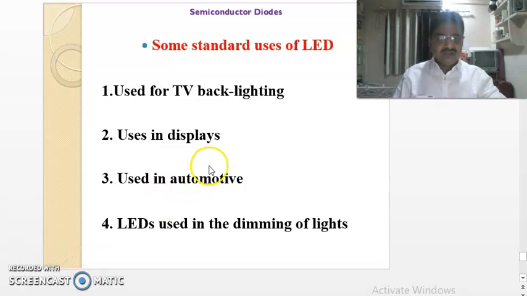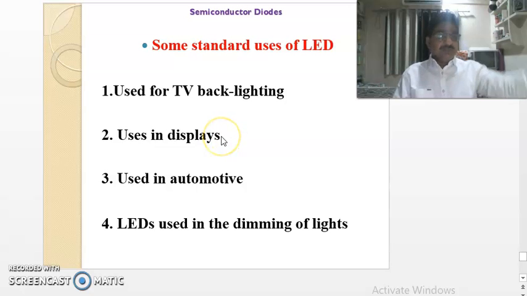What are the standard uses of LED? Number 1, it is used for TV backlighting. For television backlighting also it is used. Uses in displays. For using displays, display boards on the roads, advertising boards on the roads, LEDs are used.